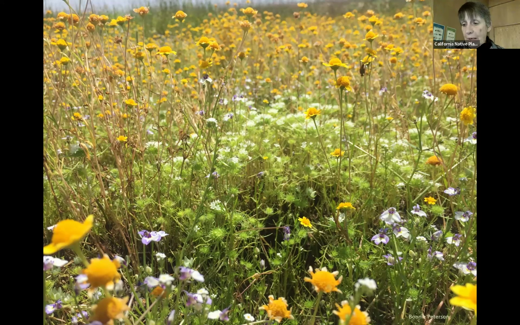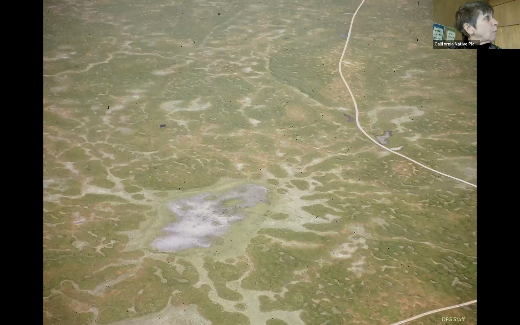There's another kind of vernal pool in California, though, that's really important. They're commonly called playa pools, playa being beach in Spanish. And this big thing in the center is a playa pool. And if you can see around the edges, there's all these little light colored areas. Those are all vernal pools. This is in a low spot in the landscape.